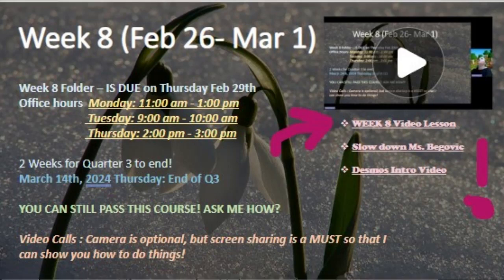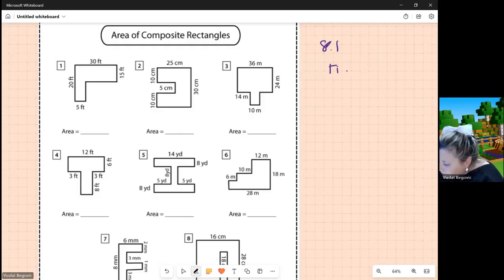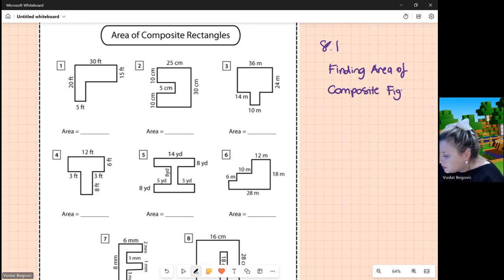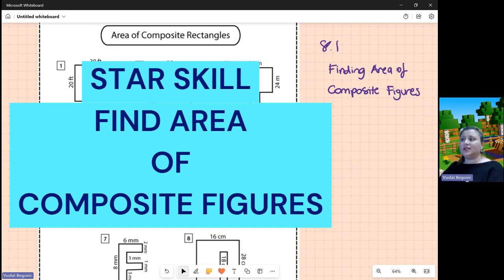So this week we will talk about 8.1, finding area of composite figures. The title only says finding the area, and it doesn't mention composite figures. I will tell you what composite figures are.